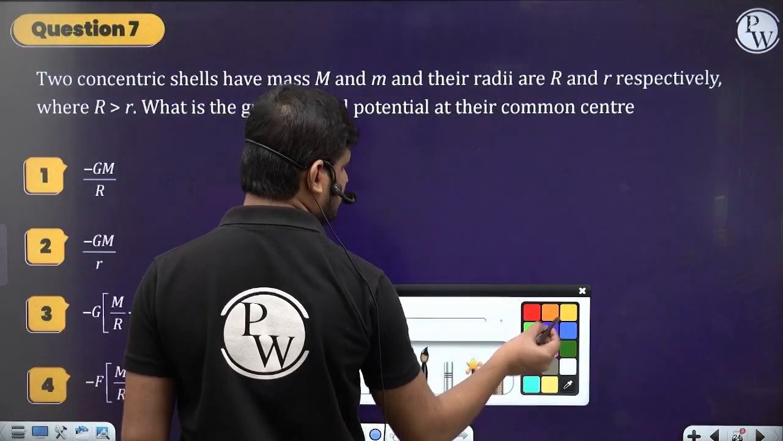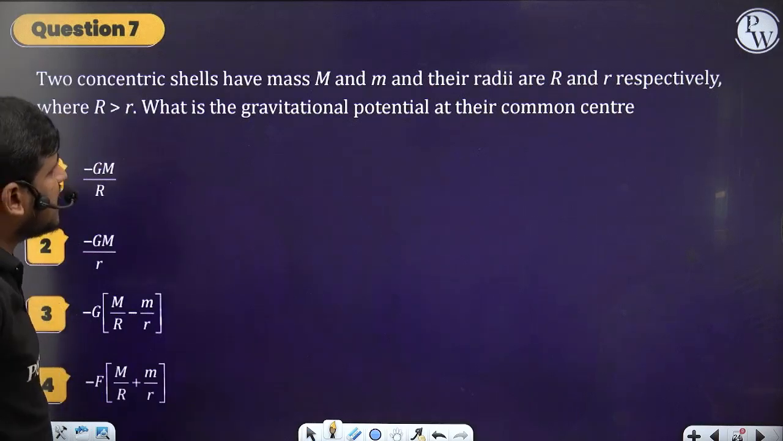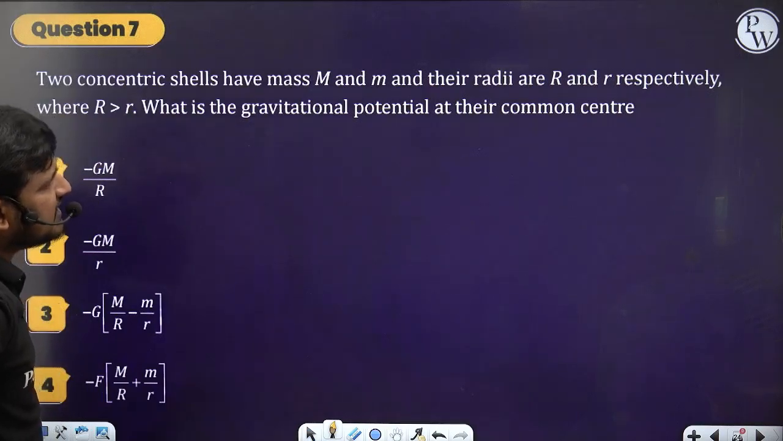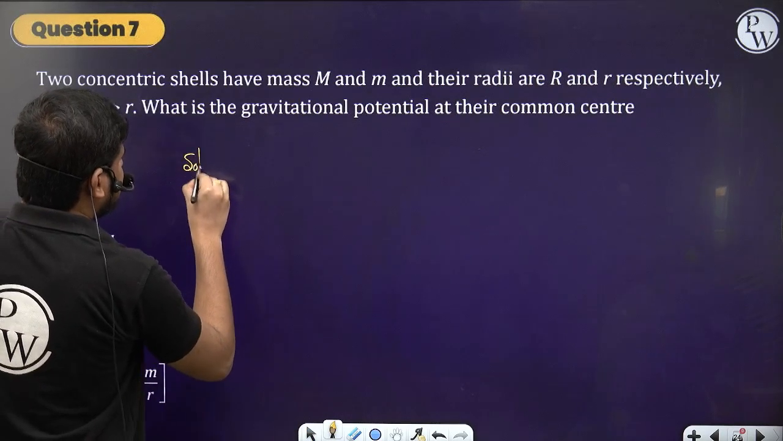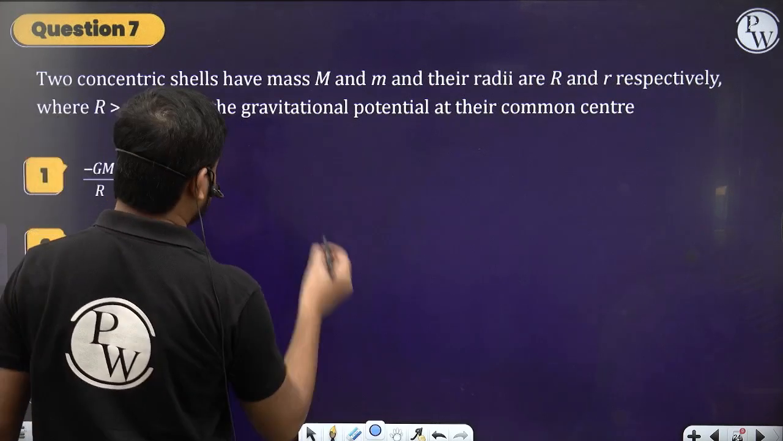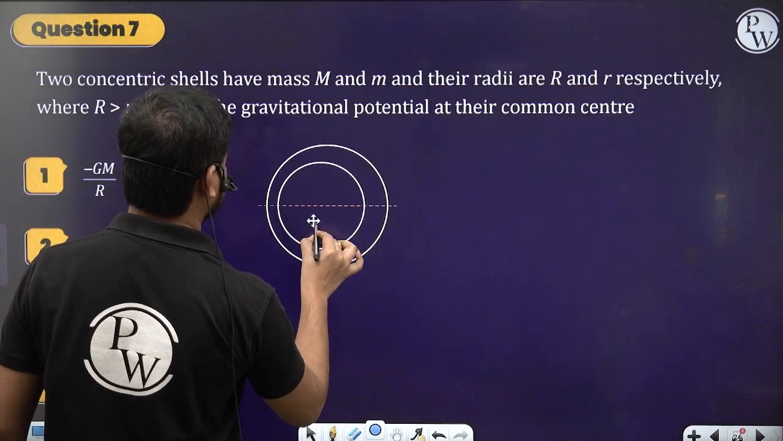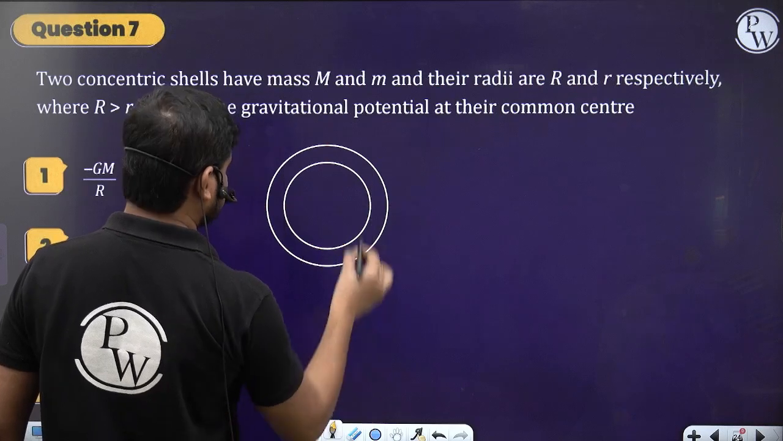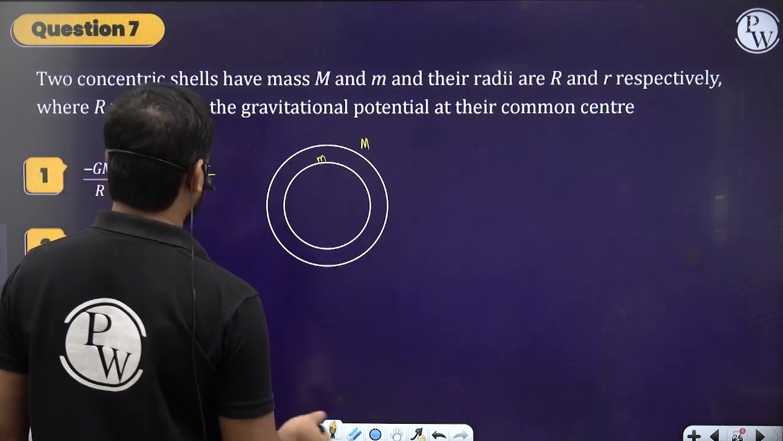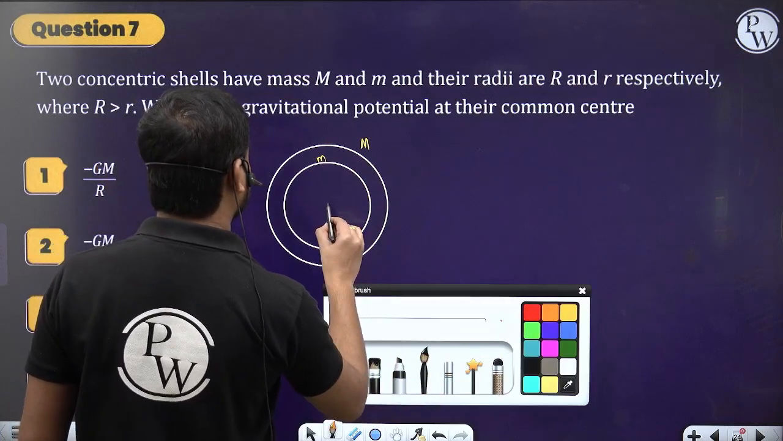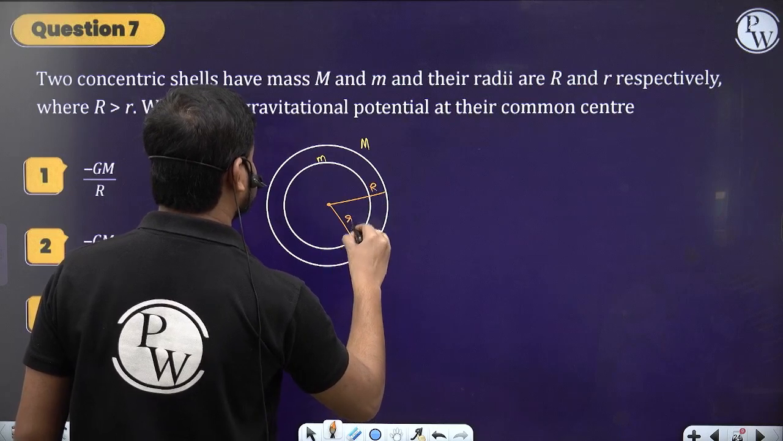So let's take one more question. What does the question say? Two concentric shells have mass M and m, and their radii are capital R and small r respectively. First let's draw the diagram. Here this is one shell and this is one more shell. Let the outer one be capital M mass and the inner one small m mass. The radius of the outer one is capital R, and the radius of the inner one is small r.